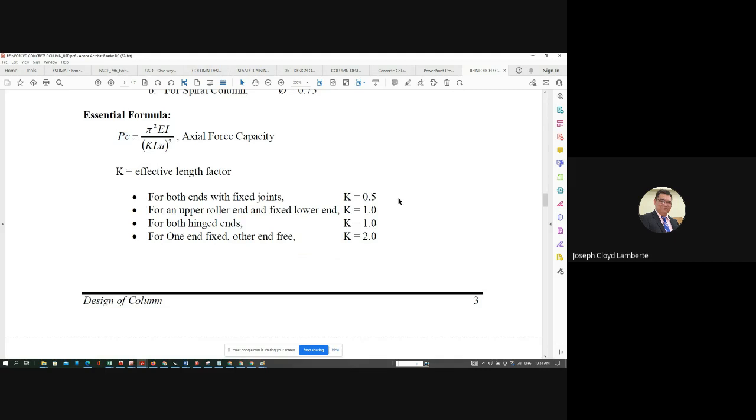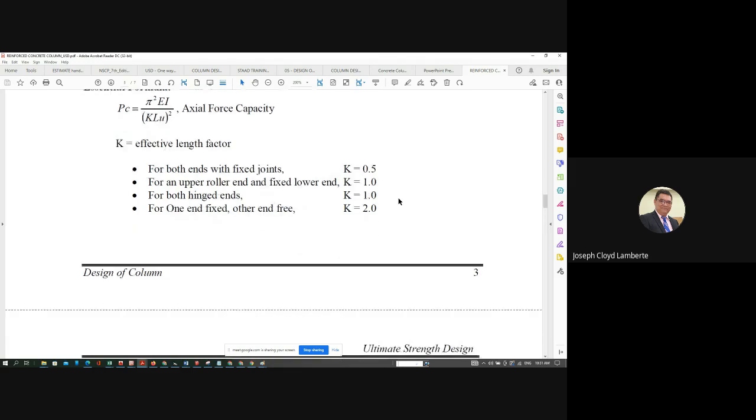For an upper roller end and fixed lower end is 1. And then for both hinge ends, 1 gihapon siya. For one end fixed, other is free, 2. Ngano na ani man siya, class?